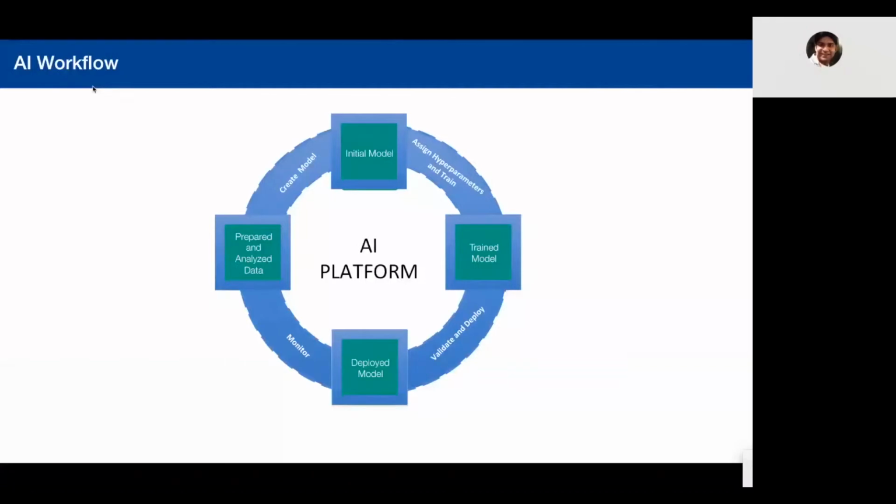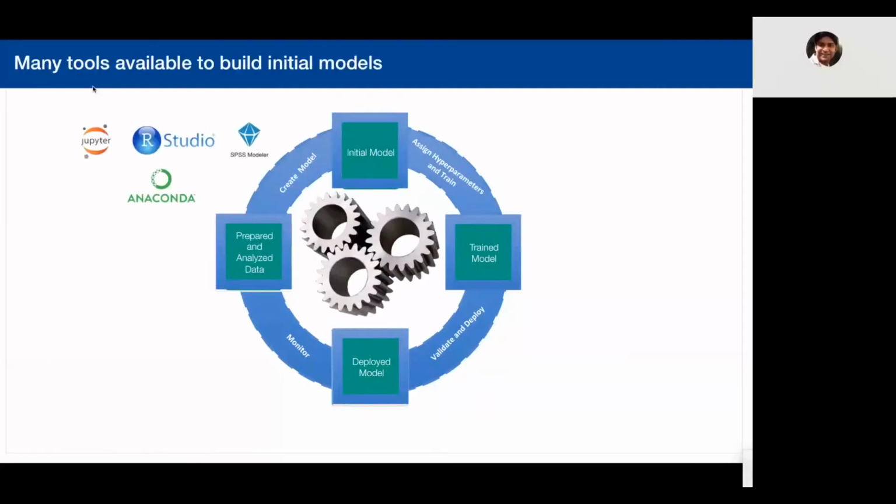And then typically, in both of these talks, I lead through from an AI workflow perspective that the four stages are that you have the prepared and analyzed data, then you have that initial model with assigned hyperparameters, and then you train it. You get the trained model. After you validate the trained model, you deploy it, and finally you have the deployed model, and then you run the whole monitoring and analysis on top of it.